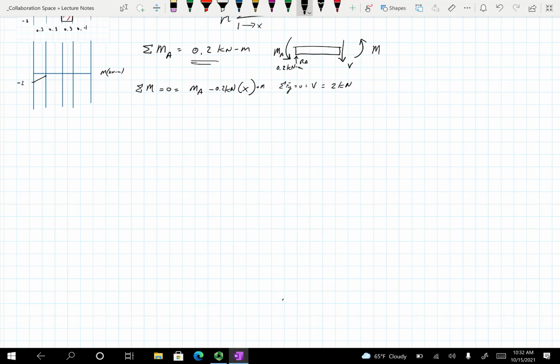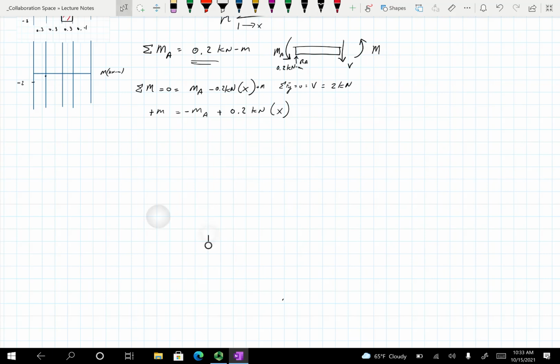Okay, so the M comes to this side. We got a minus M equal to MA, the existing one, minus, I'm going to do it again, 0.2 kilonewtons times X. Okay, that becomes a positive, that becomes a negative, that becomes a positive. Now the little game of getting us from point A to point B.